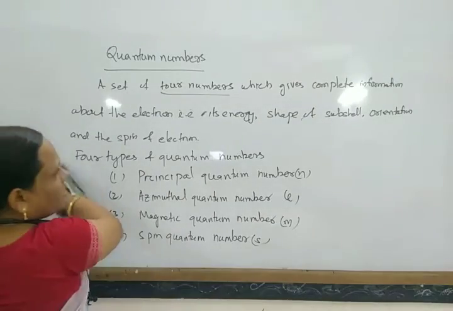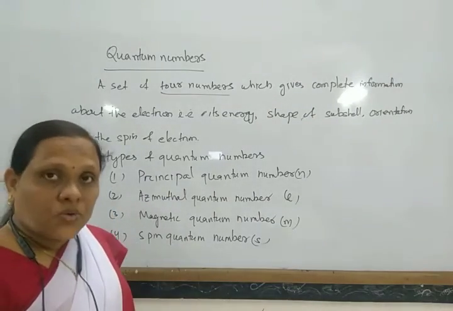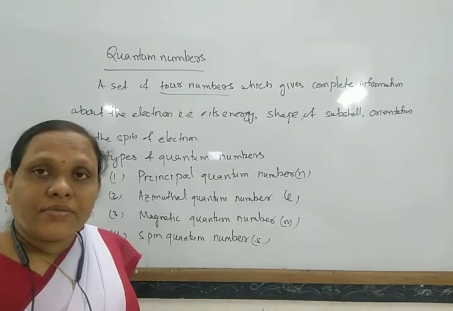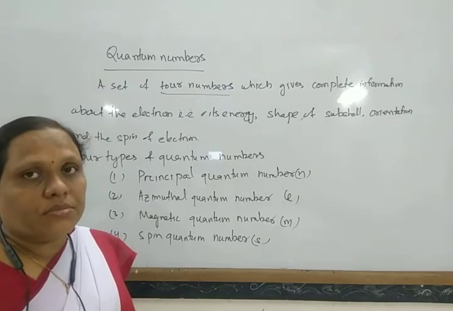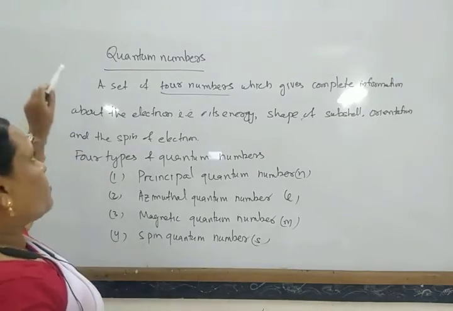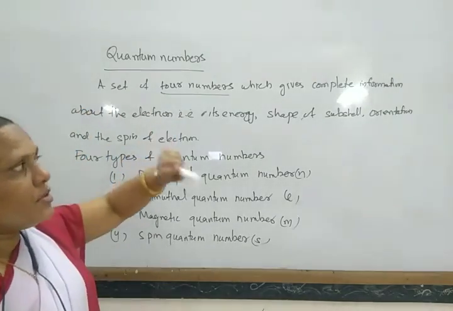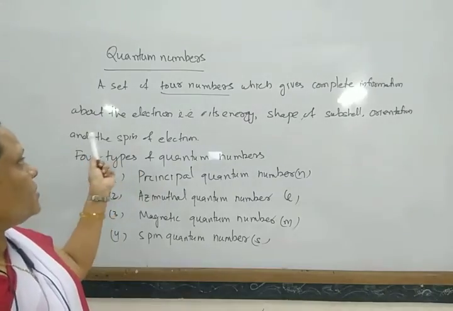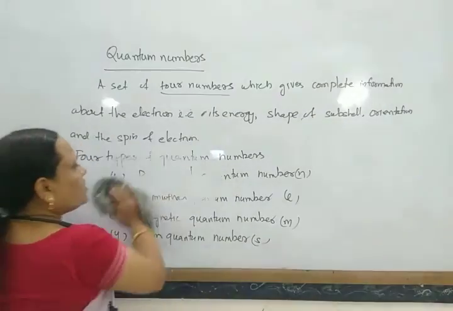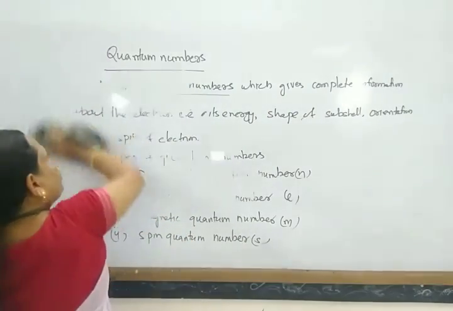So this is an important long question. So what are quantum numbers? Briefly describe about the 4 types of quantum numbers. In this way, you have to write from here. So quantum numbers are a set of 4 numbers which gives the complete information about the electron in this type. Okay. So let us discuss one by one.